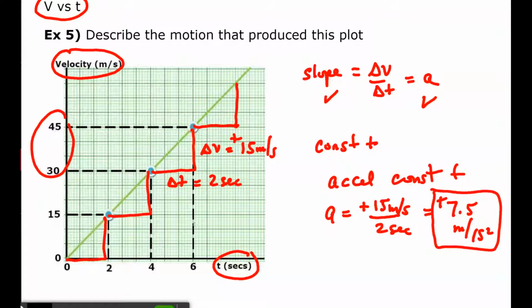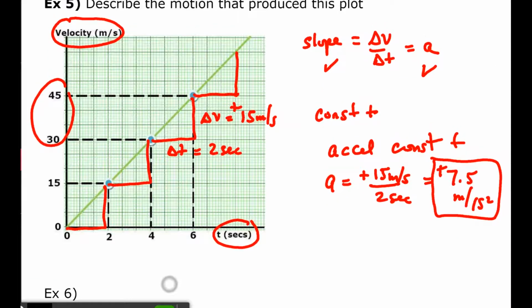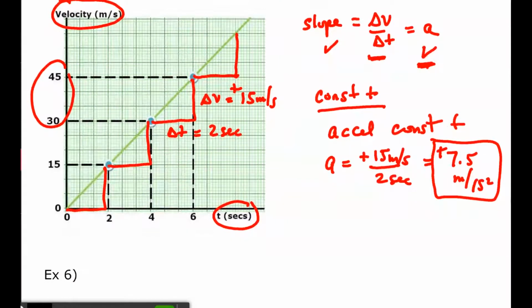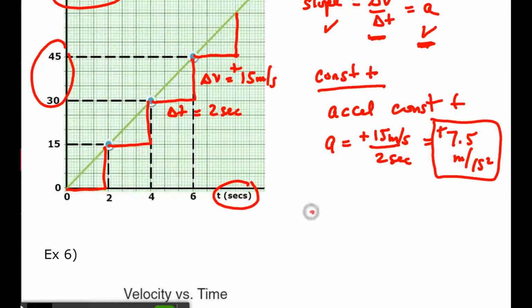So I want you to be able to do that, not only work with the numbers, but work with the slope, because sometimes you'll be given a plot without numbers and they'll say, imagine you were given this without numbers, just that there was velocity and time. Could you tell me what kind of motion produced this plot? You would say the slope is delta v over delta t, which is defined as acceleration. The slope is constant and positive. The object that produced this plot was moving with constant positive acceleration.